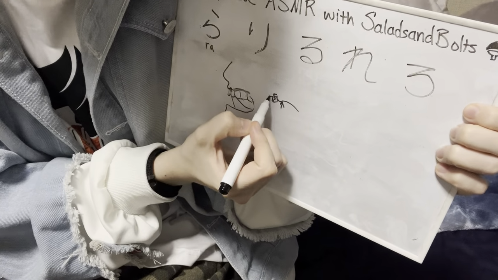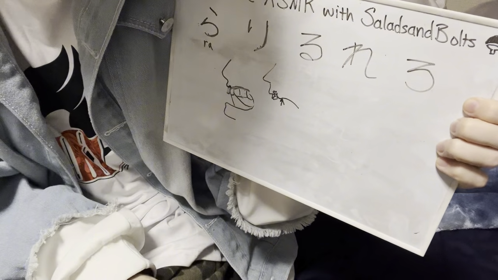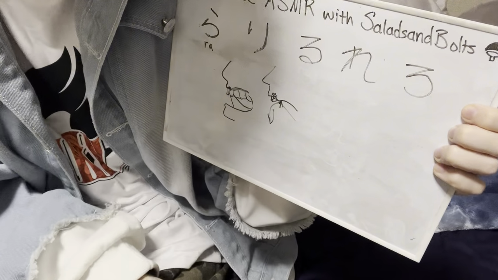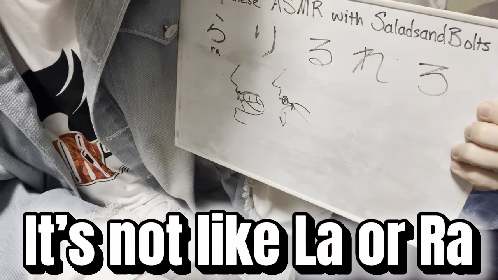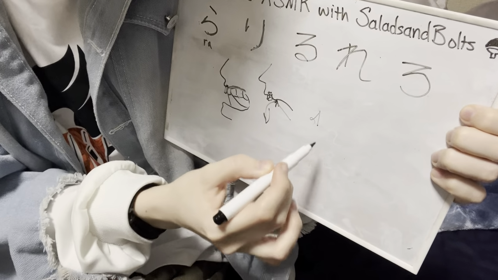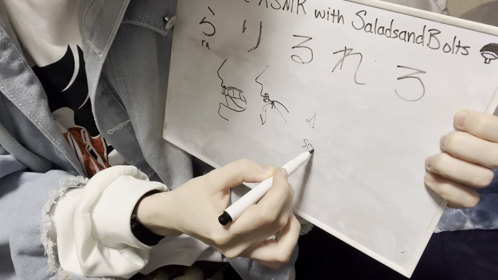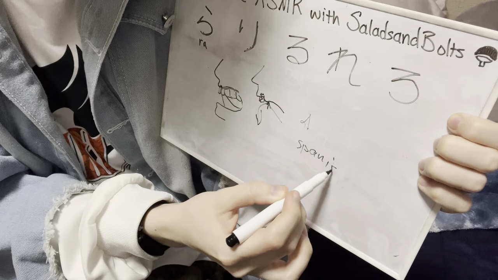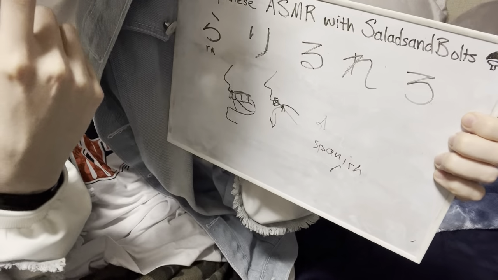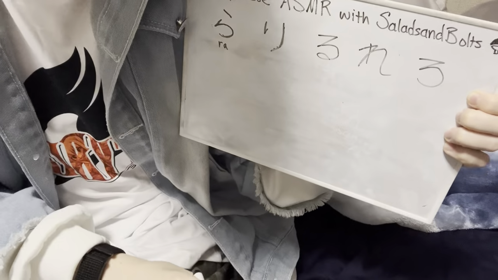So if this is a tooth, and this is a lip, and this is a nose, ra, and then it flicks down. It's like D, the way you say D. Or Spanish R. Like when you roll your R's, it hits about that same spot. So hopefully that's helpful. Okay.